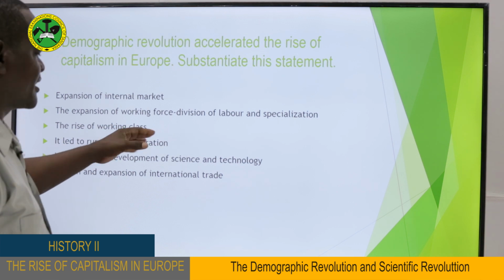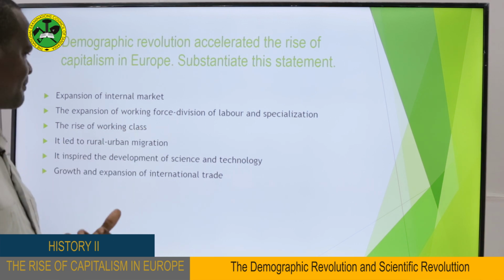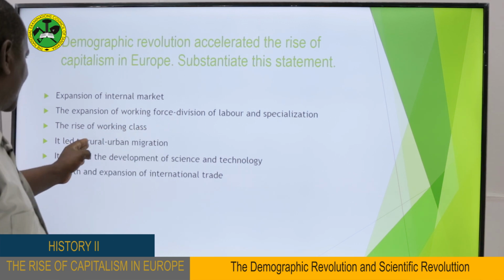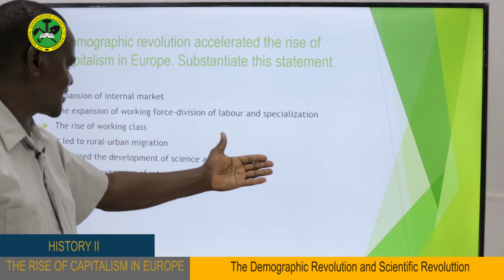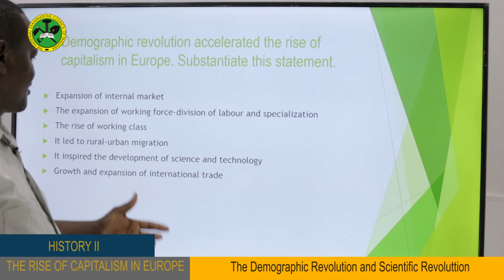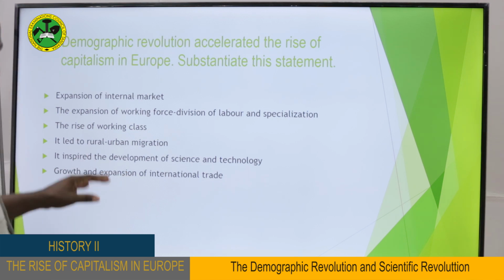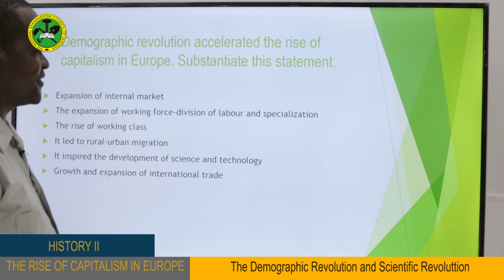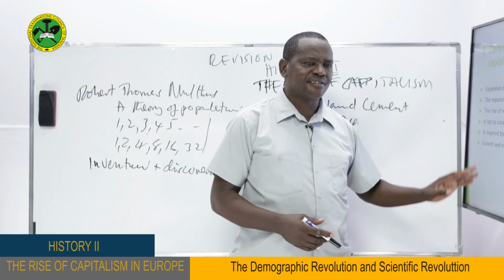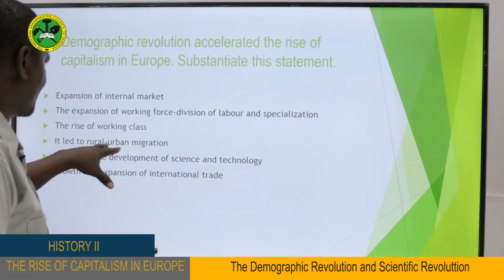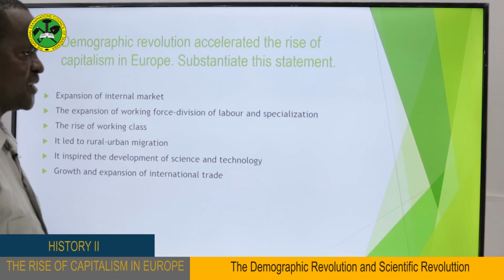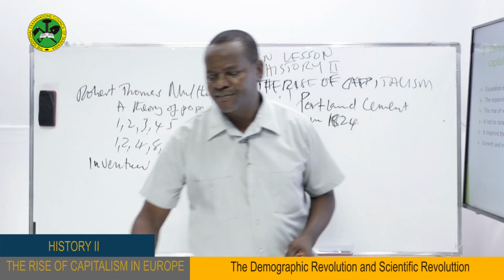Another thing is the rise of working class. We have also discussed it. And the fourth is it led to the rural-urban migration. Also, it inspired development of science and technology. And finally, the growth and expansion of international trade. These, my dear students, are the answers to our second question. As you can see, it's very simple because all the things I've mentioned here as our points, as our answers to the question, we have already discussed them.